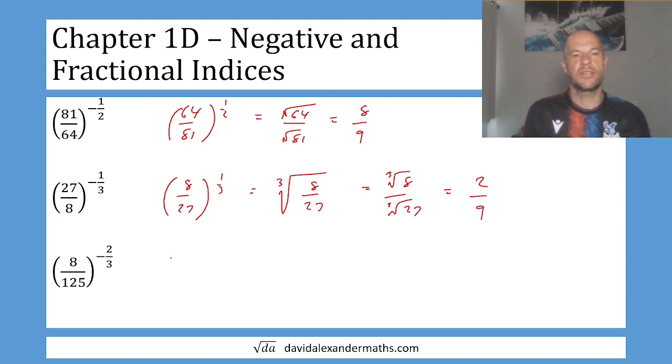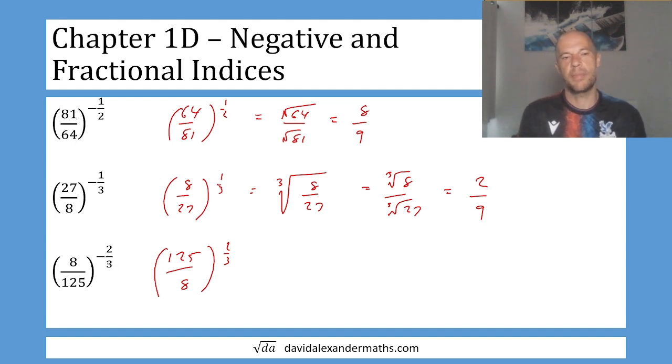8/125 to the minus 2/3 is the same as 125/8 to the positive 2/3. So the common mistake people make with these, by the way, is they think you need to flip the power fraction. No, you don't. You're just flipping the fraction itself. The power stays the same, apart from it goes from minus to positive. So what this means is 125 to the power of 2/3 over 8 to the power of 2/3. So what are we doing here?